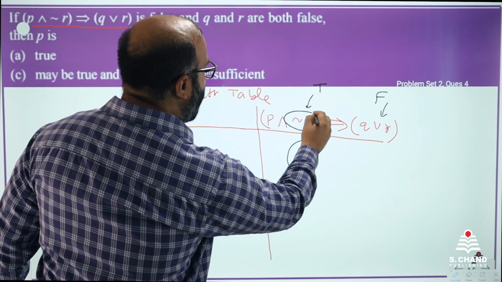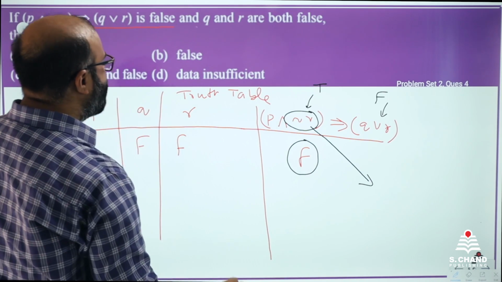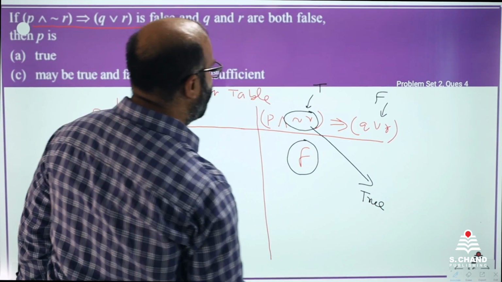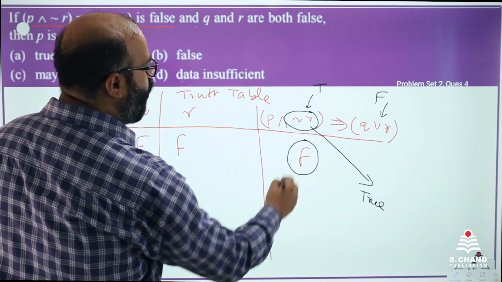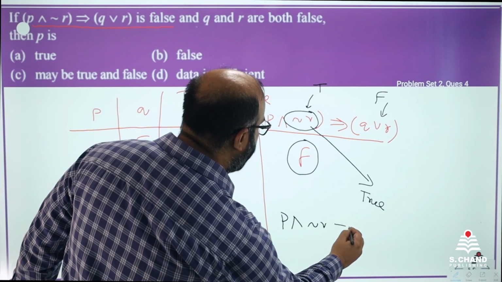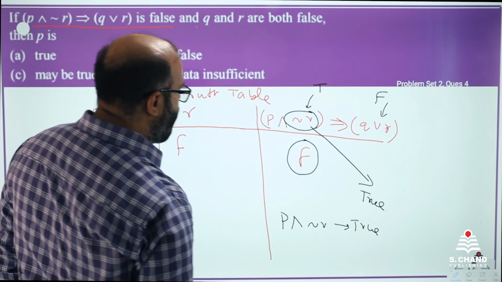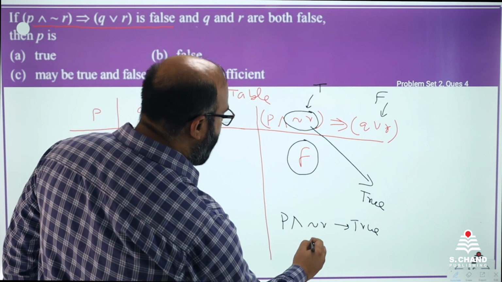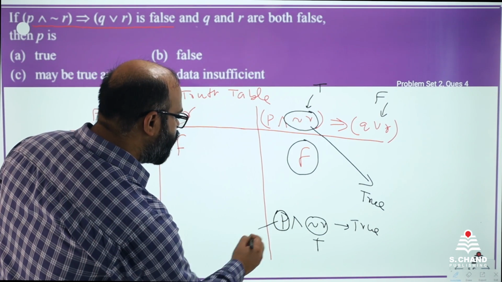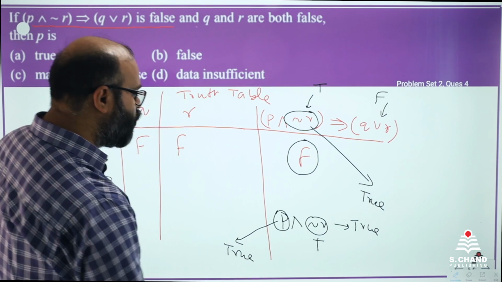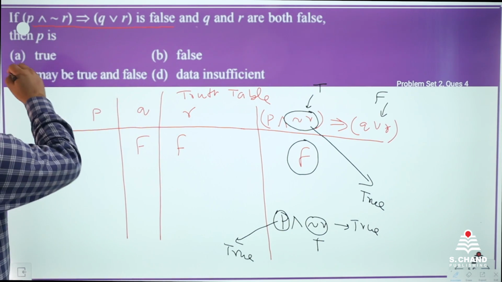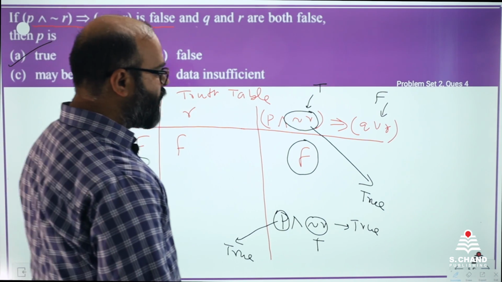Now not of R is basically true because R is false. So if we are saying that P and not of R is true, what is the final result? P and not of R is true, right? And not of R is also true. When is it possible? Only if P is also true, then true and true will be true. Otherwise, if you take P as false, then it will not be true. So you will say that P is true. This will be the correct statement.